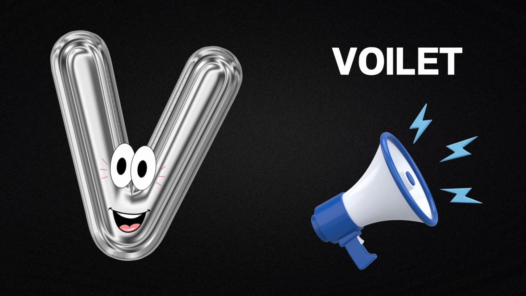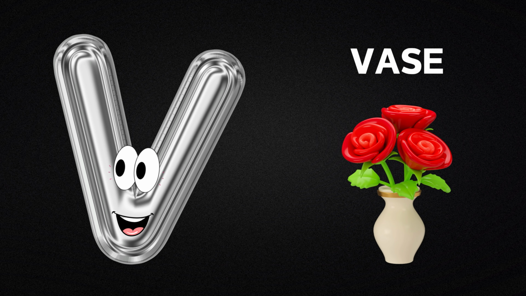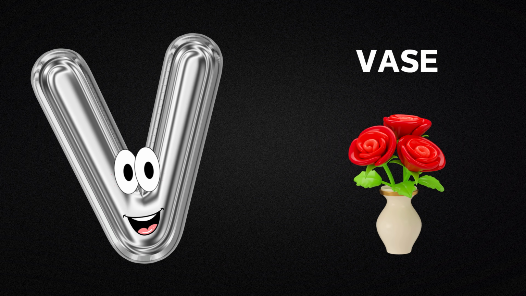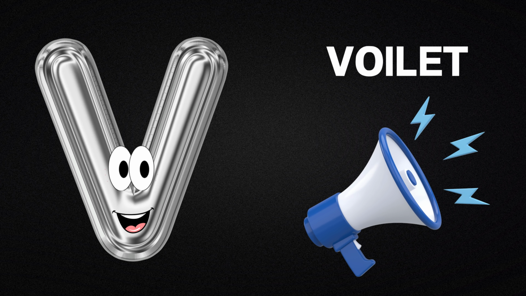V is for vase, va, va, vase. V is for violet, va, va, violet. V is for vase. V is for violet.